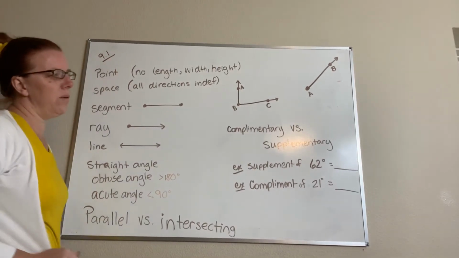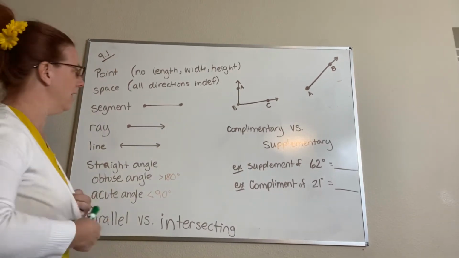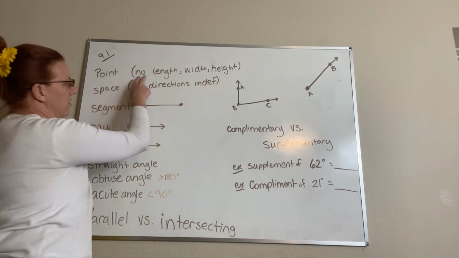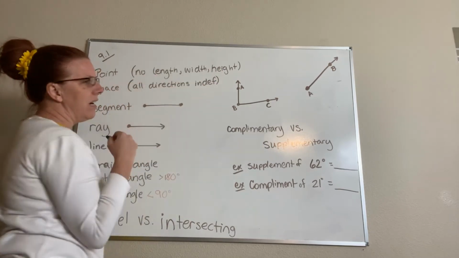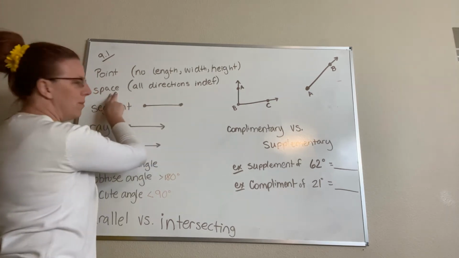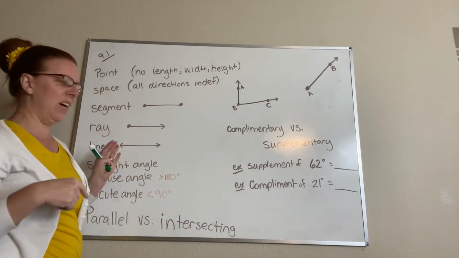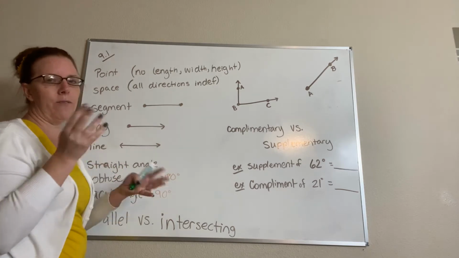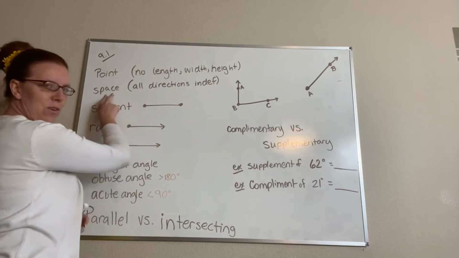This is 9.1, which is a huge vocabulary lesson. So just know that a point has no length, no width, and no height. And space is in all directions indefinitely. Think about being in outer space, no matter where you look, up, down, left, right, diagonal, it doesn't matter. It goes on forever and ever in all directions if you're in space.